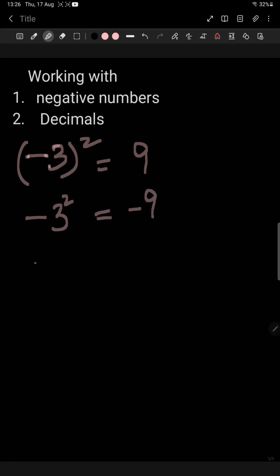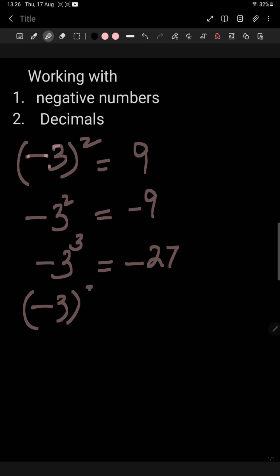For instance, the number over here is minus 3 cubed. So we will get a negative answer, minus 27. If the number is (minus 3) whole cubed, the negative sign is also cubed, then again the answer will be negative. Remember, whenever the exponent is an odd number, the answer will be negative, and whenever the exponent is an even number, the answer will be positive.